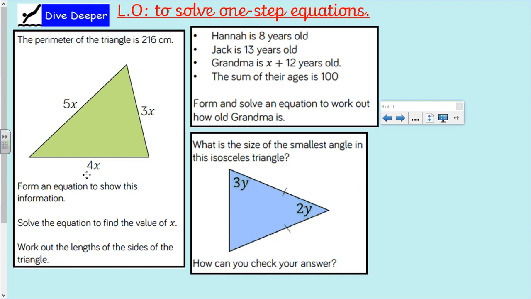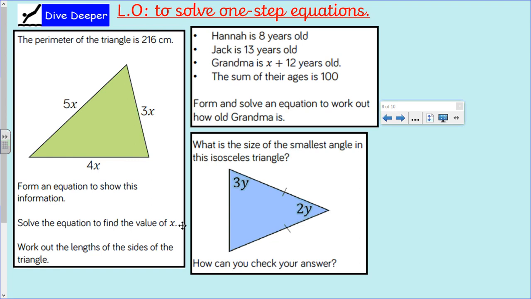So it says form an equation to show this information. So the perimeter of the triangle is 216. Remember, perimeter is all the way around the edge. Can you write an equation to show that information? You should all be able to have a go at that.